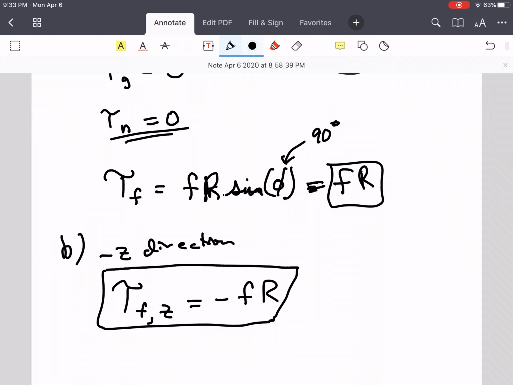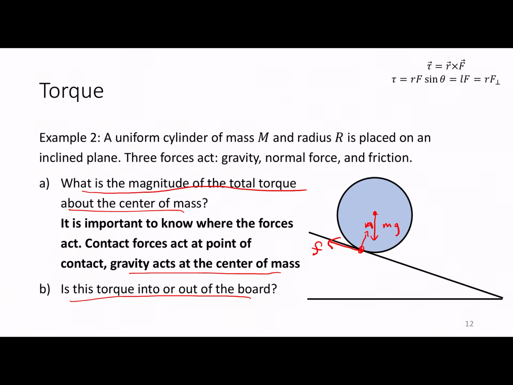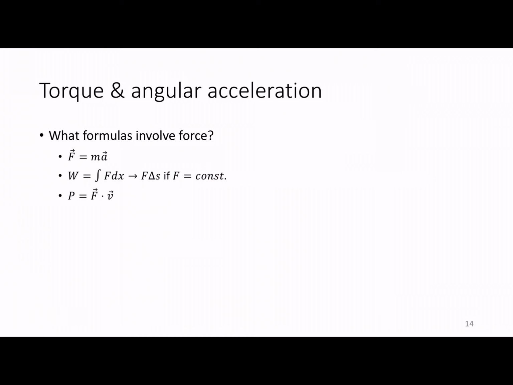So there you go. If you like it, torque as a vector is just 0 in the x direction, 0 in the y direction, negative FR in the z direction. Alrighty, so why do we care about this? Well, we are going to care about this a lot, starting with the following observation.